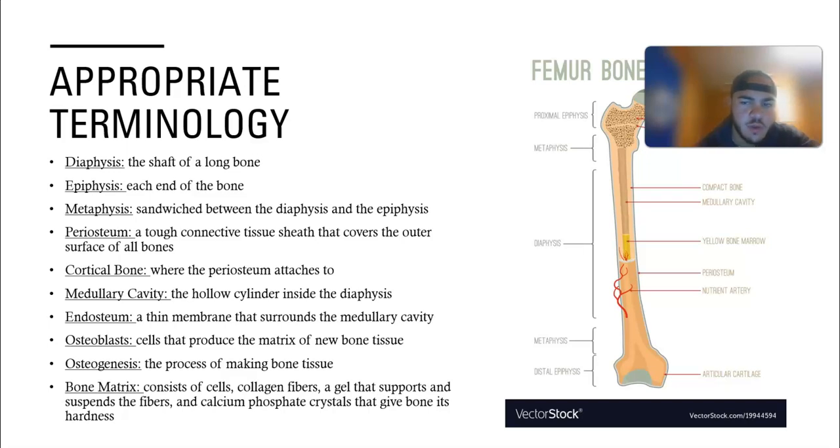You have the cortical bone, which is where the periosteum attaches to. You have the medullary cavity, which is the hollow cylinder inside the diaphysis. You have the endosteum, which is a thin membrane that surrounds the medullary cavity. You have the osteoblasts, which are the cells that produce the matrix of new bone tissue, and osteogenesis is that process of making bone tissue.